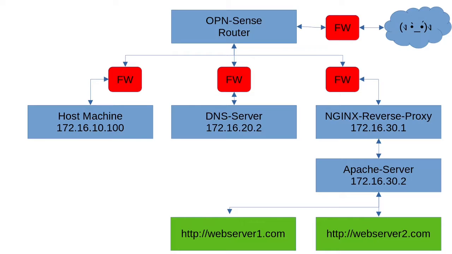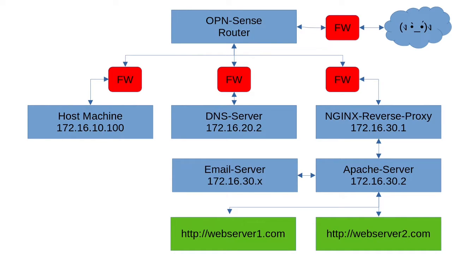Right now the current setup is the host machine will reach out to the DNS server, which will provide the direct IP address of the Apache web server, return that to the host machine, and the host machine will connect directly to the Apache web server. Going forward, I'm also going to be putting in my email server and other web services that I have exposed.